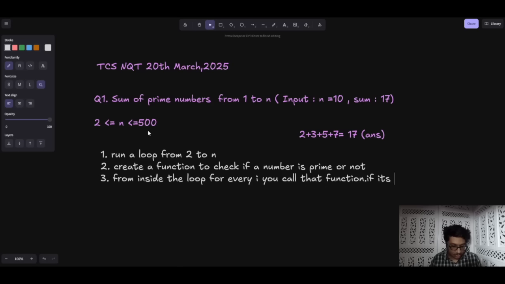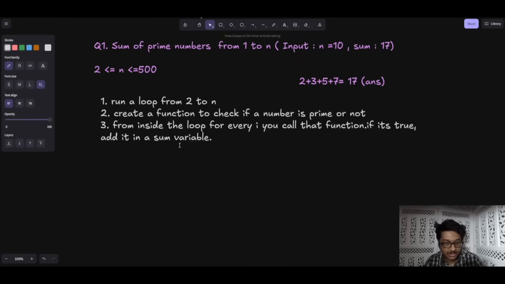If it's true, add it in a sum variable. That is what I'm saying. So if I write the pseudo code of this, it is a very easy solution.